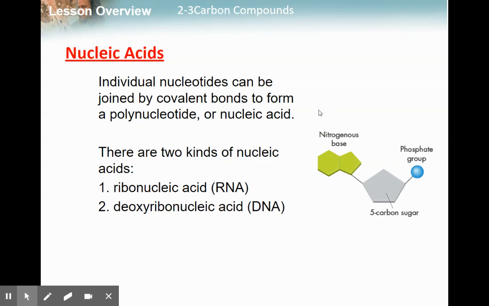So here's an example of a nucleic acid. These are the nucleotides right here. Individual nucleotides can be joined to form the polynucleotide or the nucleic acid. There are two different types of nucleic acid that we'll talk about later this school year, and that is RNA and DNA.